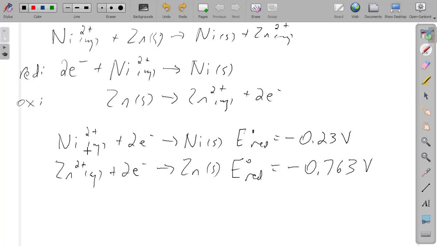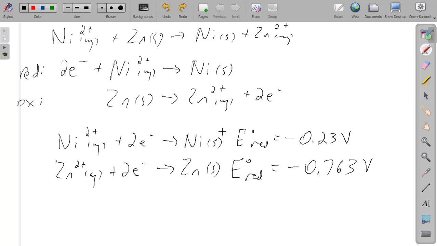Now, this makes sense because metals want to be oxidized. They want to lose electrons. They don't want to gain them. So we're having to force the electrons back on. So these signs are negative and it's non-spontaneous in this direction. So that makes sense. All right, so these reduction potentials then.